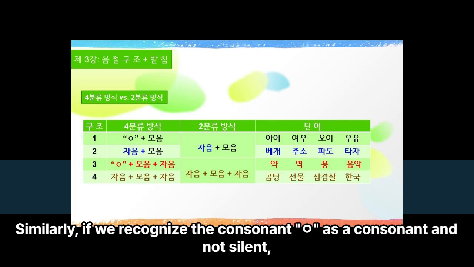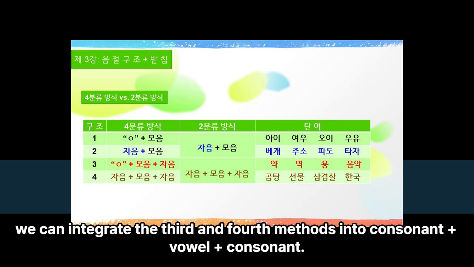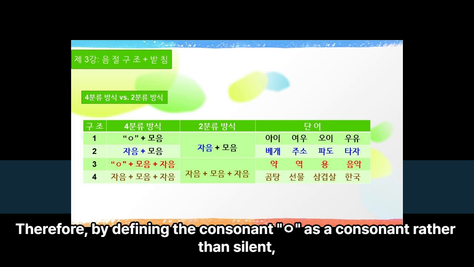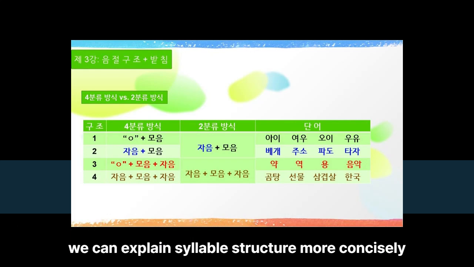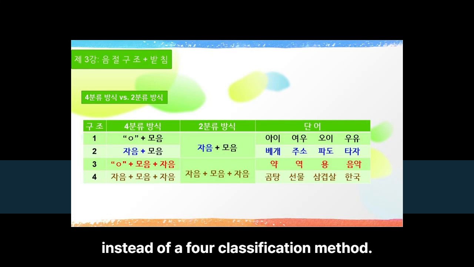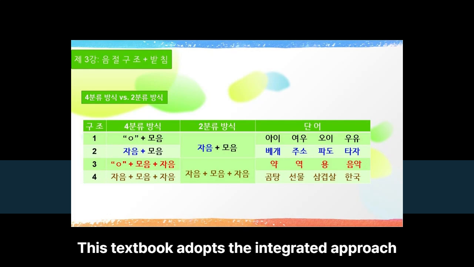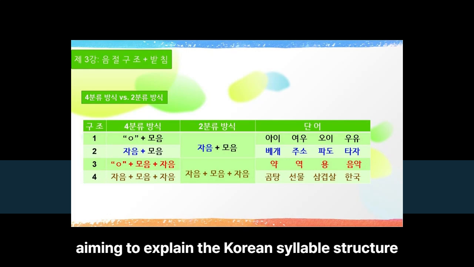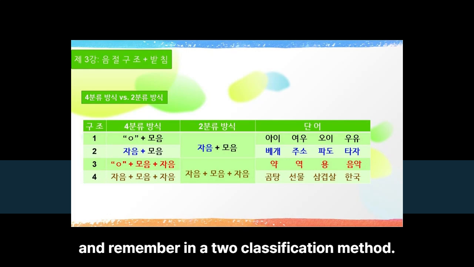Similarly, if we recognize the consonant ieung as a consonant and not silent, we can integrate the third and fourth methods into consonant plus vowel plus consonant. Therefore, by defining the consonant ieung as a consonant rather than silent, we can explain syllable structure more concisely by integrating into a 2-classification method instead of a 4-classification method. This textbook adopts the integrated approach, aiming to explain the Korean syllable structure more easily for learners to understand and remember in a 2-classification method.